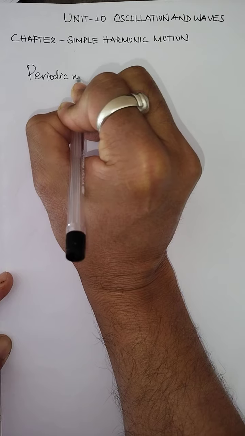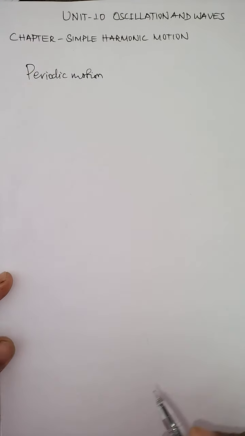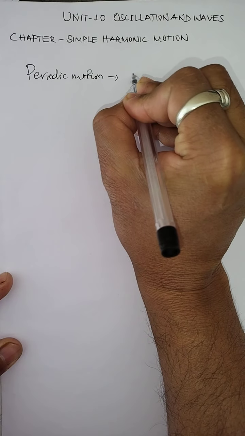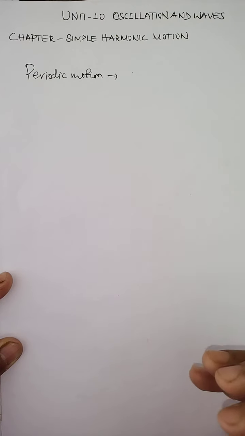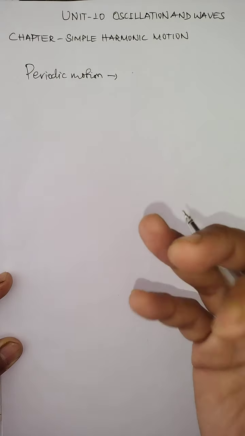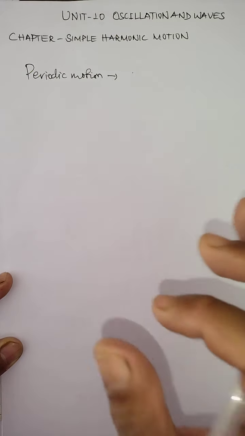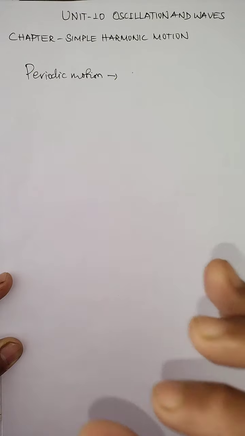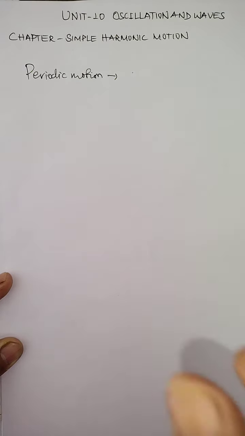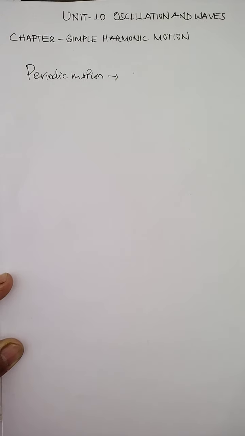Yes, children, you have learned this type of motion in lower class also. Periodic motion. Now what is periodic motion? Periodic motion basically means a motion acquired by a body when it repeats its motion continuously on a definite path in a definite interval of time. Such type of motion is called periodic motion.